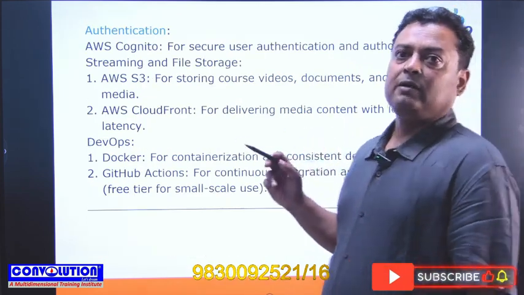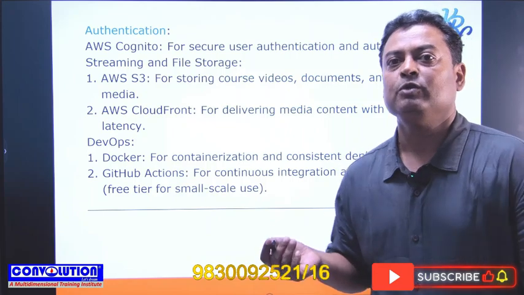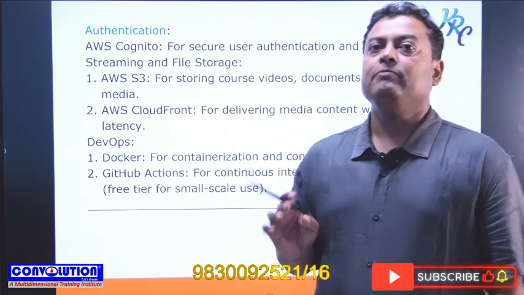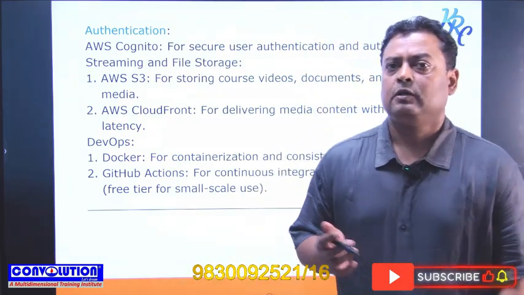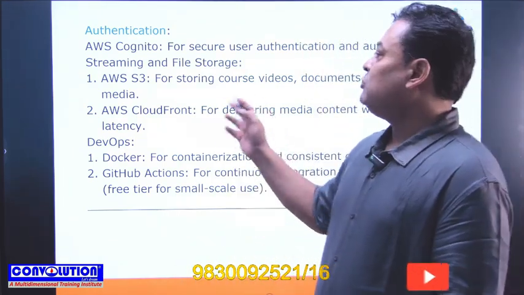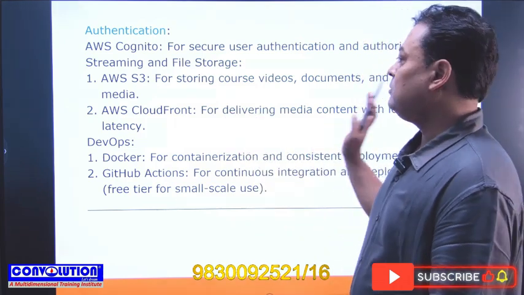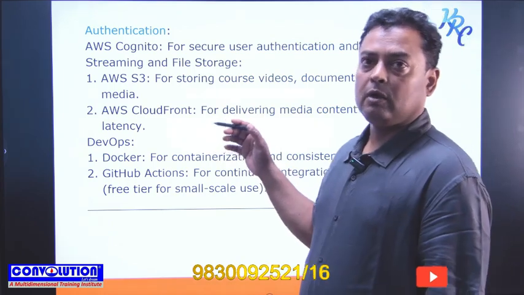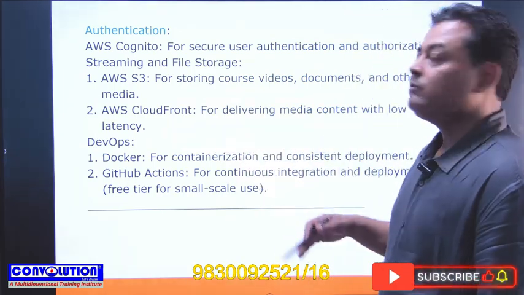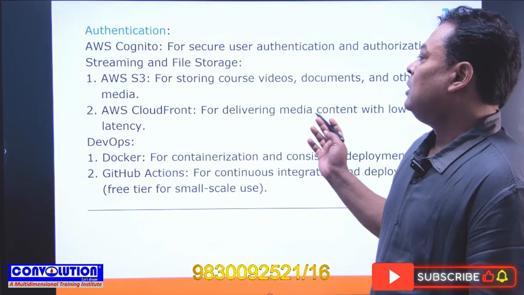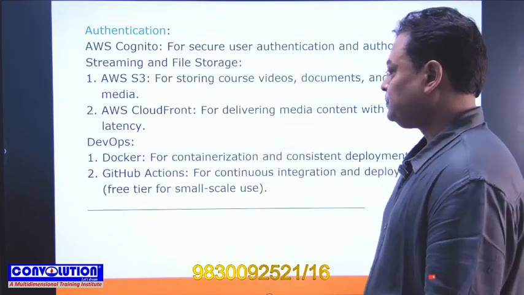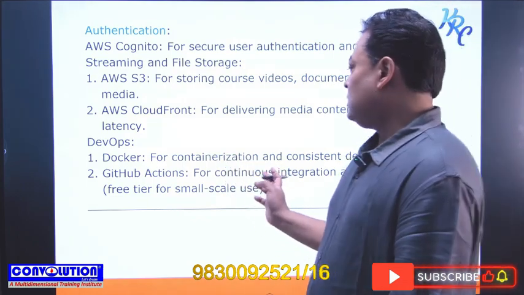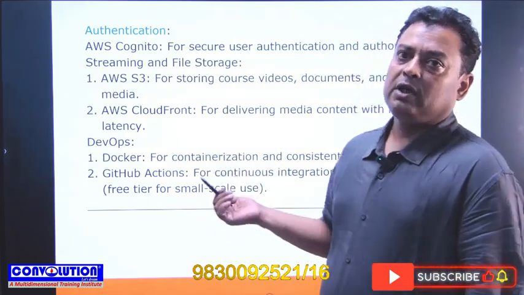For authentication, we can use AWS Cognito, and for storing all the files and videos, whatever files are there, we can use AWS S3. The S3 bucket can hold all those files, and then we can enable AWS CloudFront, which will deliver those media and make them available with low latency. On the DevOps side, we can use Docker for containerization, and for CI/CD we can use GitHub Actions.